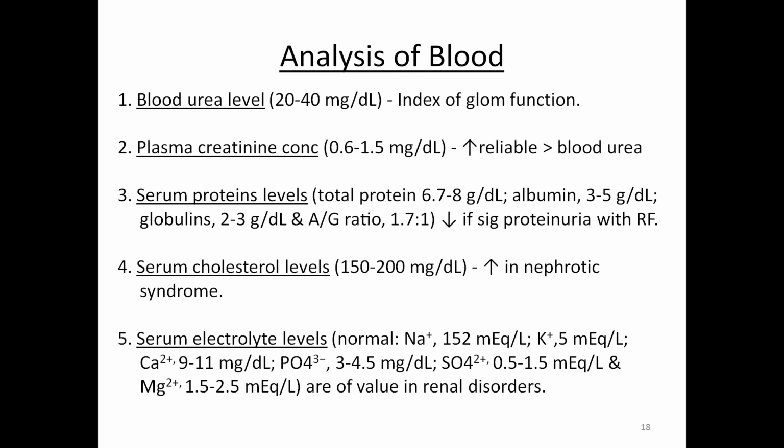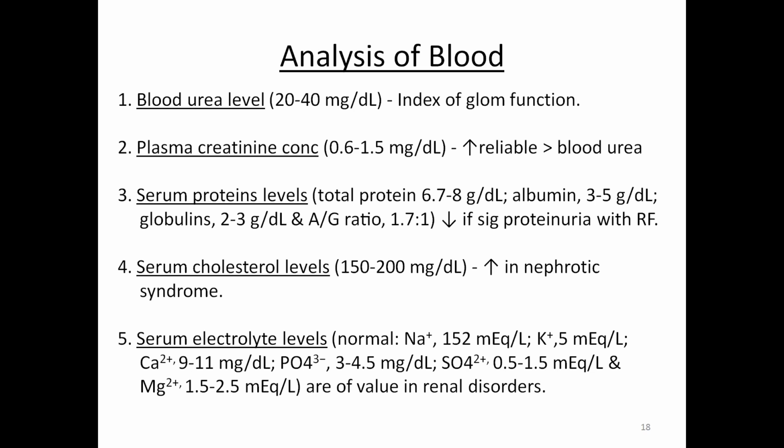Then we check for plasma creatinine concentration. Normal is 0.6 to 1.5 milligram per deciliter. This is more reliable than blood urea, as the latter is subjected to variations by dietary proteins, hydration, and tissue breakdown. Then we check for serum protein levels.